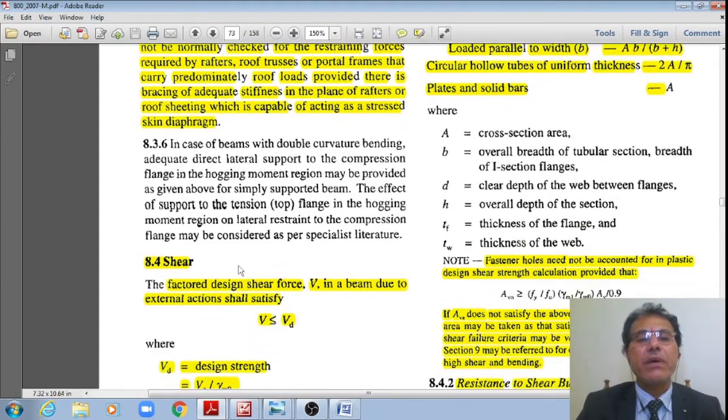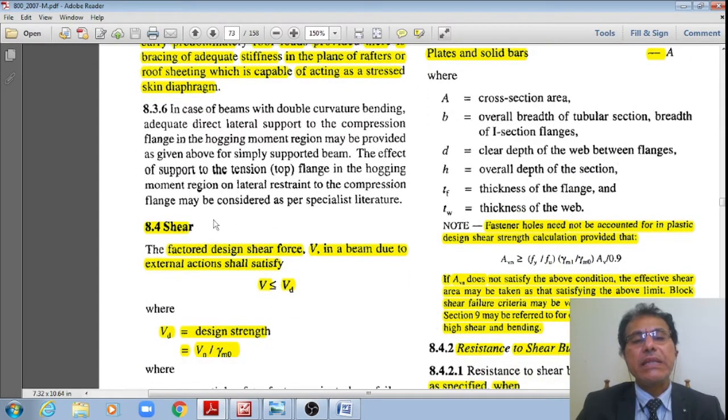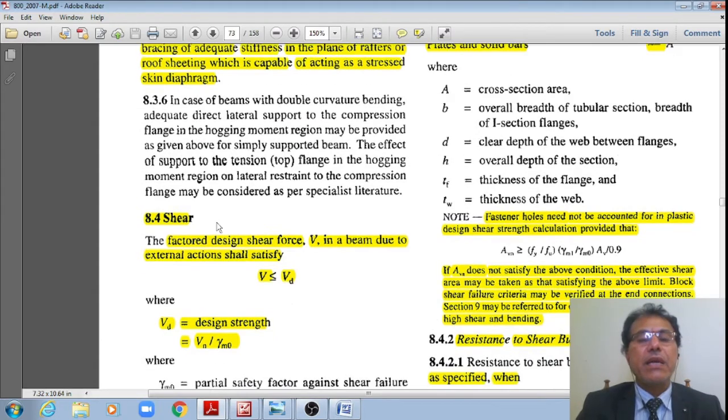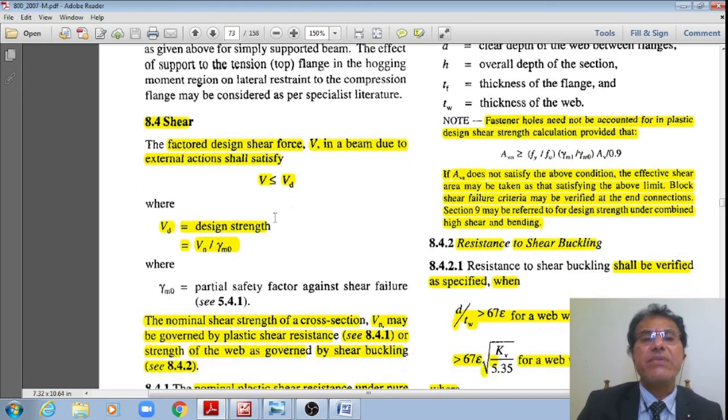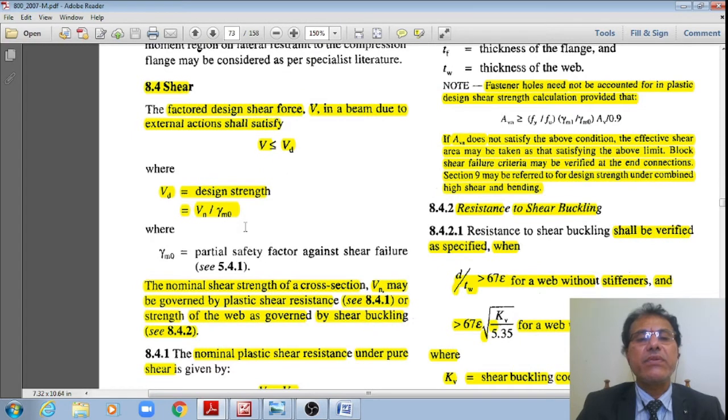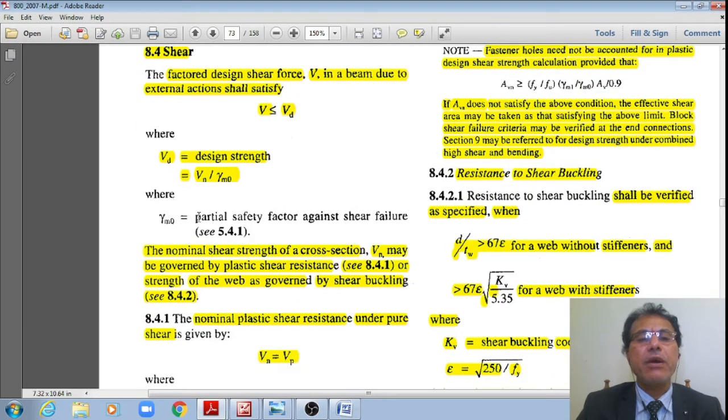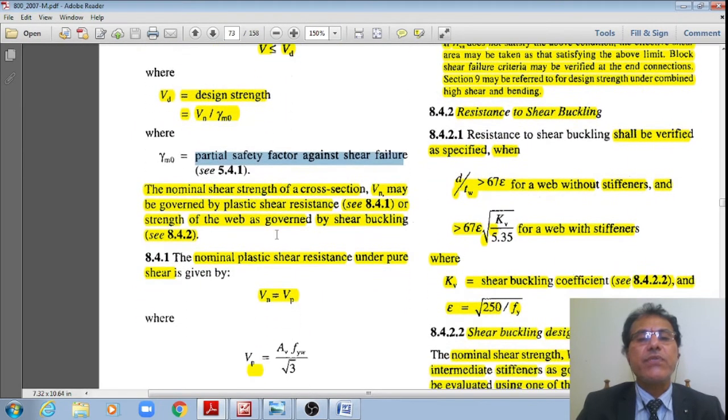Right? Now once we have seen these discussions on the design bending strength, let us also see the discussions on the shear strength of the beam. The factored design shear force V in a beam due to external actions shall satisfy V less than or equal to Vd, where Vd is the design shear strength, Vn divided by gamma m0, where gamma m0 is the partial factor against shear failure.